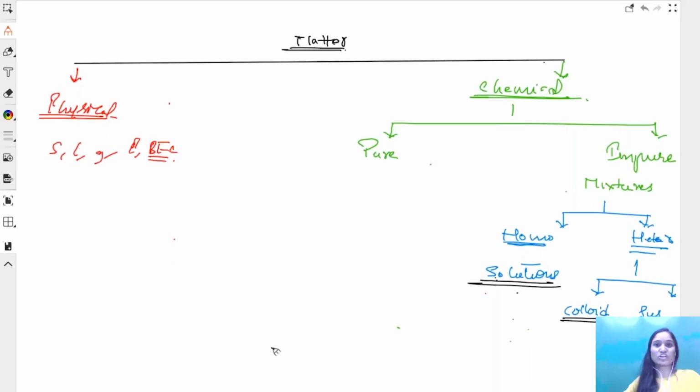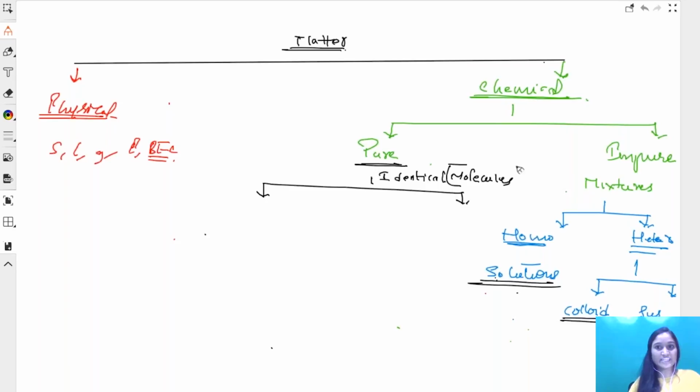Now, we are going to talk about pure substances. Pure substances are the ones which have identical particles, and they are further classified into two types. Based on what? Based on composition. So these pure substances are the ones which have identical molecules. Remember this term, these are the ones which have identical molecules, not atoms.